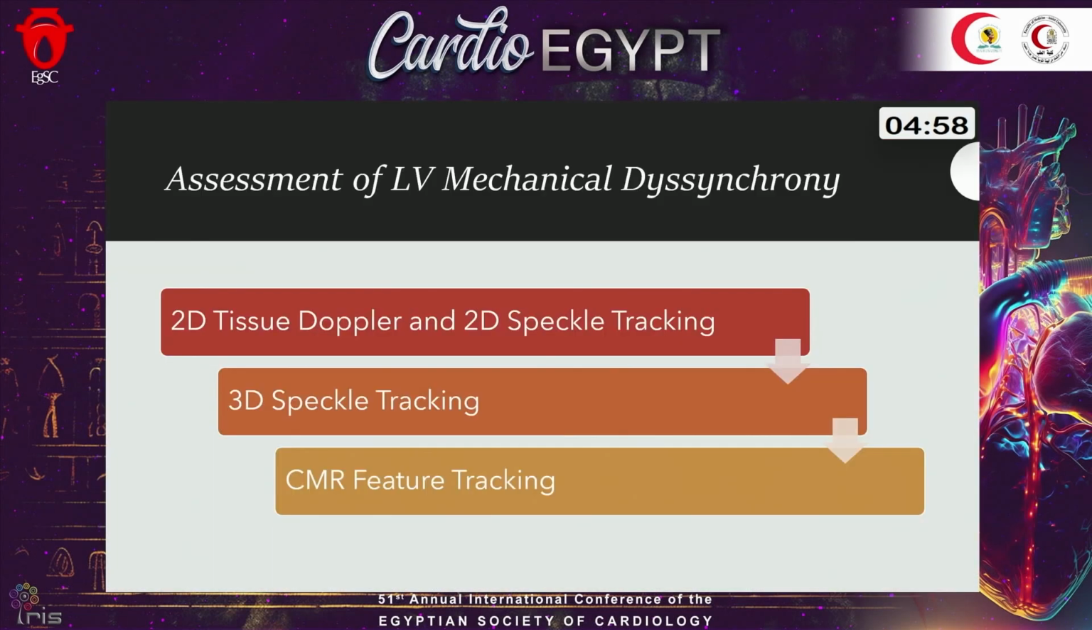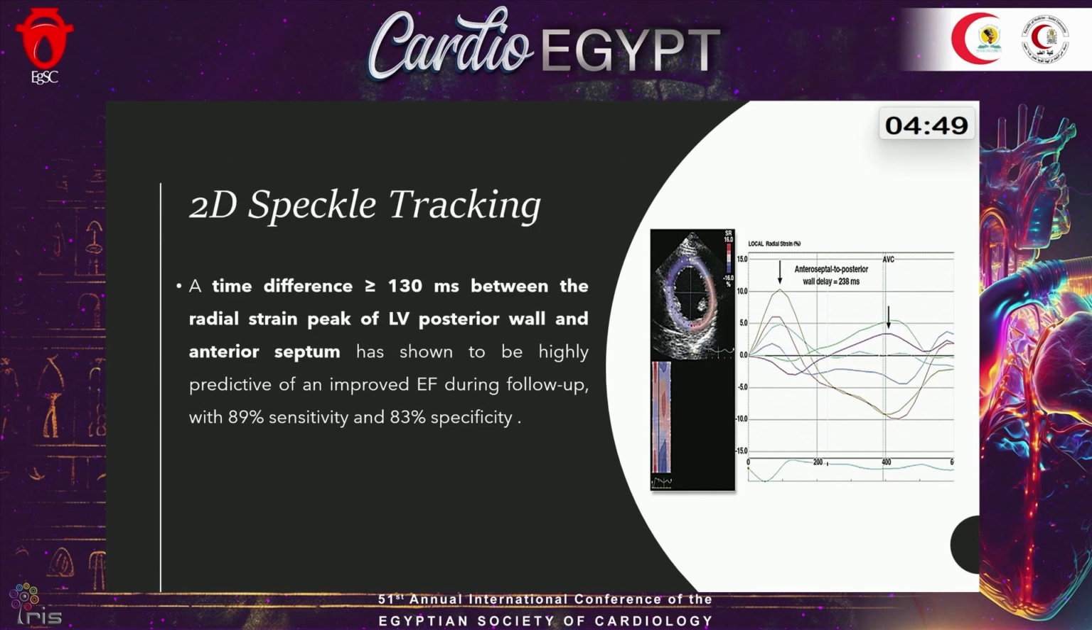How? There are 2D tissue Doppler and 2D speckle tracking, 3D speckle tracking, and CMR feature tracking. 2D speckle tracking is the gold standard for measuring mechanical dyssynchrony: opposing wall delay between radial strain peak of the LV posterior wall and anterior septum. If more than 130, it indicates significant mechanical dyssynchrony and improved ejection fraction after CRT.